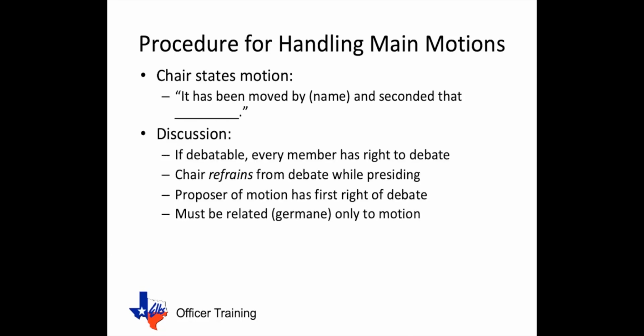If debatable, every member has a right to debate it. The chair refrains from debating while presiding. So let's take an example of this. There's a motion on the floor in a lodge meeting. The exalted ruler wants to speak. How does the exalted ruler do that?